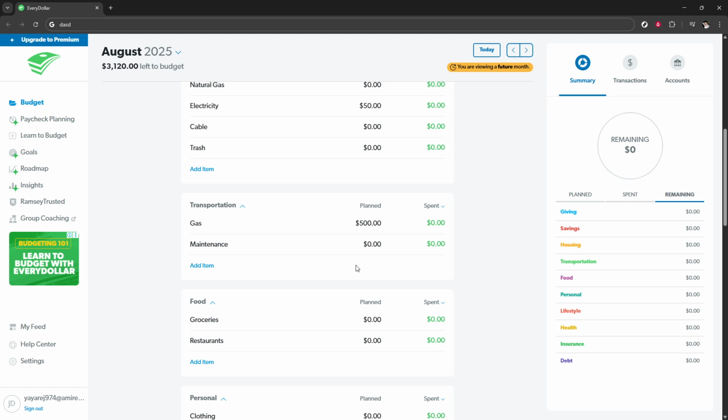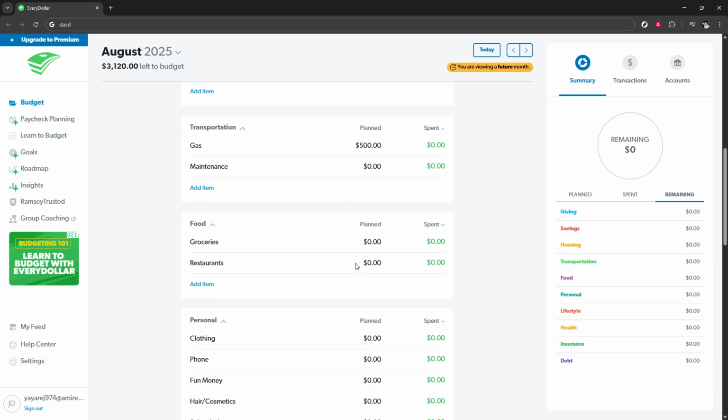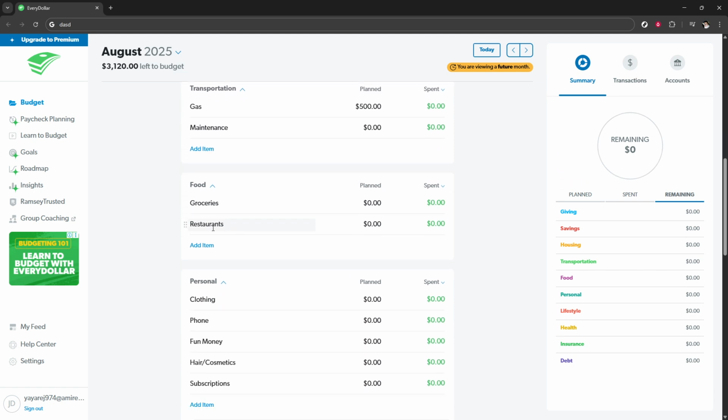Moving on, we have the food category, a variable one. Whether you cook at home or dine out, keep a close watch on groceries and restaurant expenditures. You can always adjust this category as your spending habits evolve.